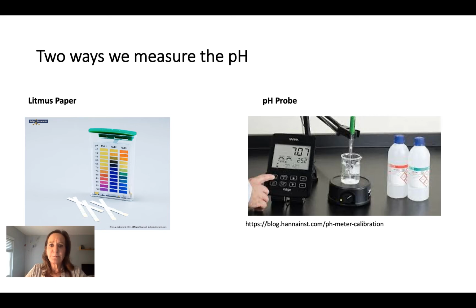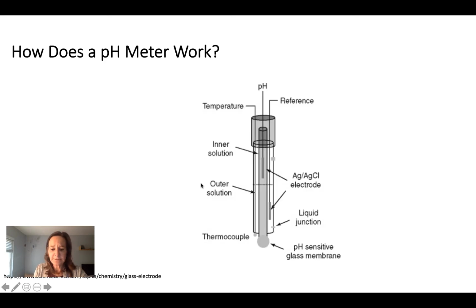The second way that we measure pH is with a pH probe. And let's go a little bit into a pH probe and how that works. So a pH probe works by measuring a voltage difference between two electrodes. So you've probably seen a pH meter, or you will see it in the video coming up. And there's a probe that we put into solution. That probe actually has two voltages, and we are comparing the difference between those two voltages.